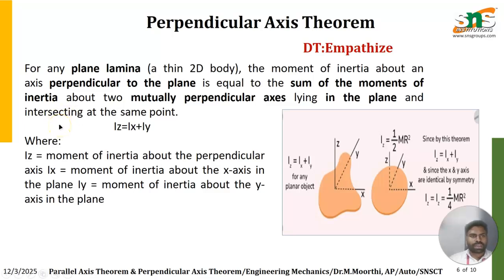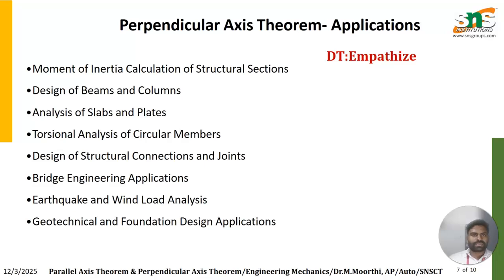For any plane lamina, which may be a thin 2D body, the moment of inertia about an axis perpendicular to the plane is equal to the sum of the moments of inertia about two other mutually perpendicular axes lying in the same plane and intersecting at the same point. So if we add the two moments of inertia about two mutually perpendicular axes, we get the moment of inertia about the other axis.